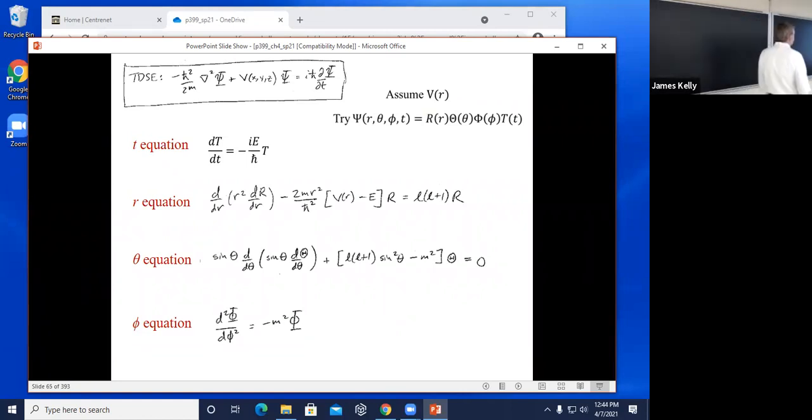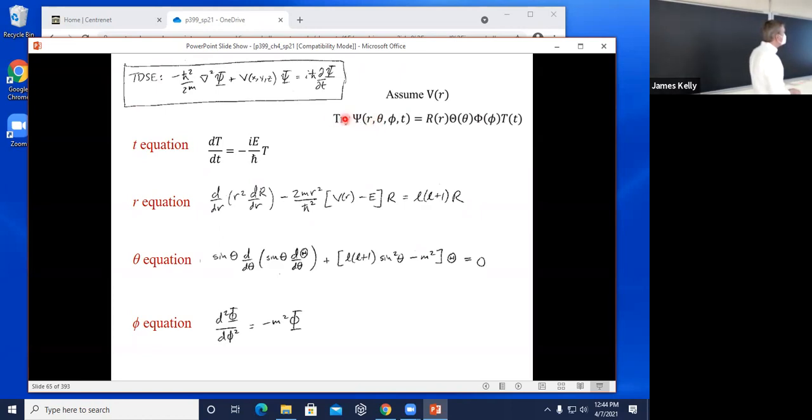We were able to separate this partial differential equation that depends on 4 variables into 4 separate ordinary differential equations. And you may think ordinary differential equations are hard to solve. Generally, that's true. And we're going to have to resort to series solutions in a lot of cases. But they're not nearly as hard to solve as partial differential equations. So this is a major achievement.